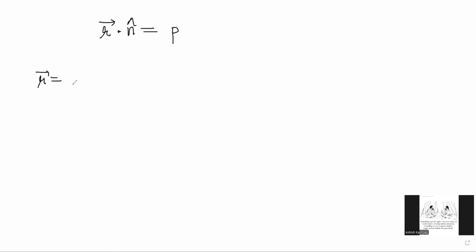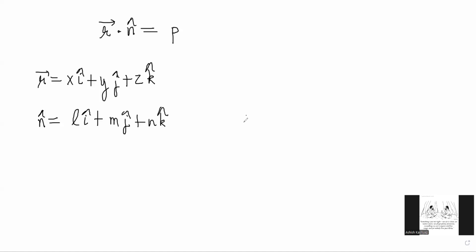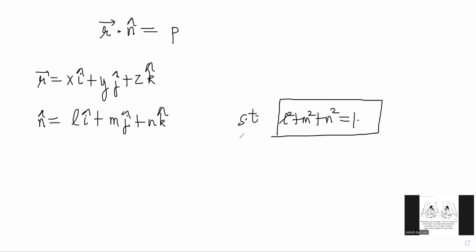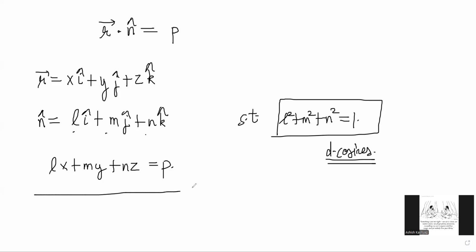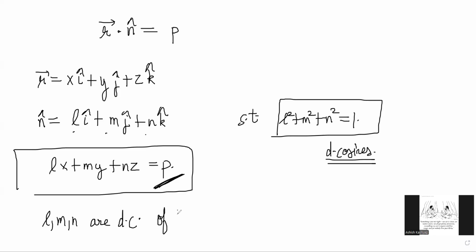You can say r vector will be a general point xi plus yj plus zk, and take the value of n vector with directions li plus mj plus nk, such that l square plus m square plus n square is equal to 1. It's a unit vector. So technically l, m, n will be direction cosines. If you have read the theory, this should make sense. Yes, sir. So then you will get what? When you do dot product, you will get immediately lx plus my plus nz is equal to p, and p here is the length of the perpendicular from the origin to the plane, and l, m, n are direction cosines of the normal to the plane.